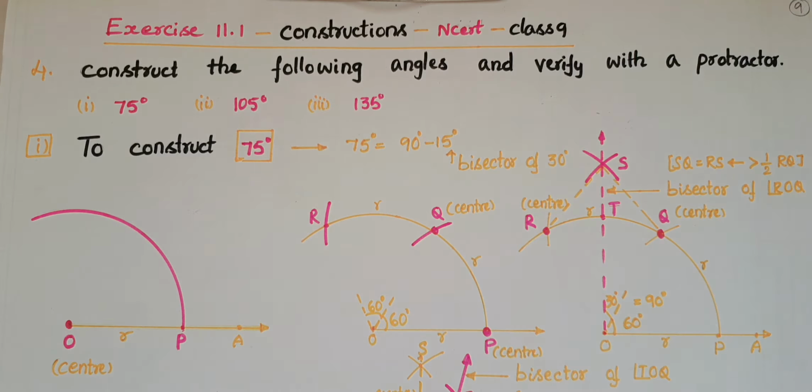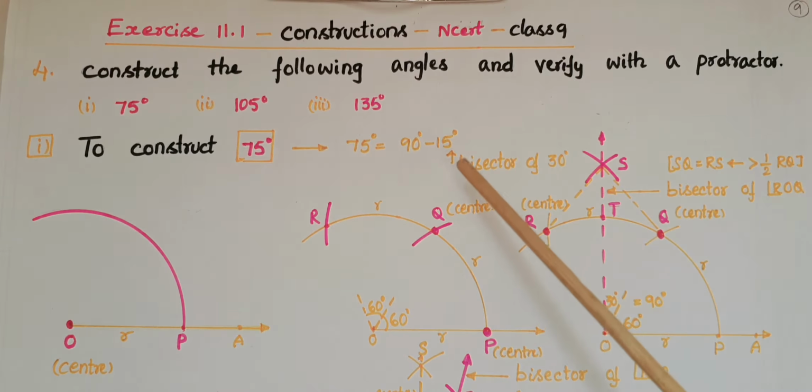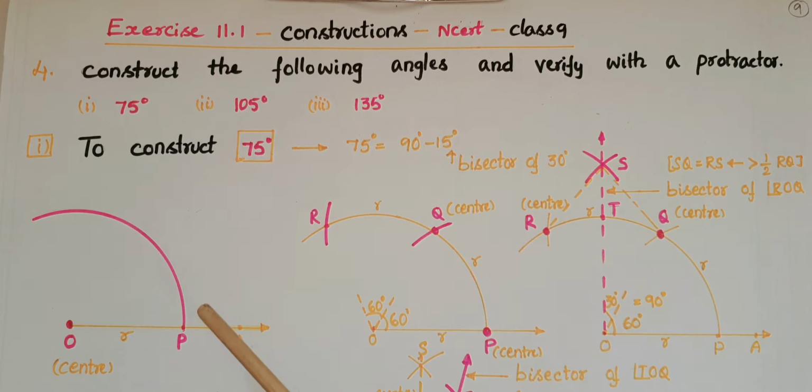To construct 75 degrees, we know that 75 degrees we can write as 90 minus 15 degrees. So to construct 75 degrees, you first have to construct 90 degrees. To construct 90 degrees, first construct 60 degrees and then again 60 degrees.